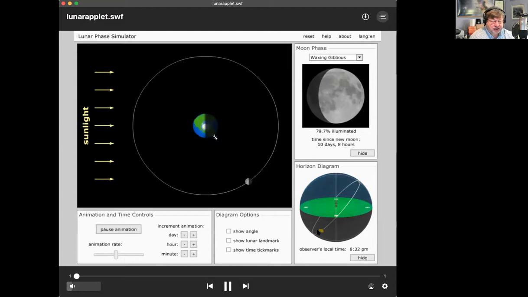So Josh, the size of the moon actually does not change. It's an optical illusion, and there's no definitive answer to why we have that optical illusion.